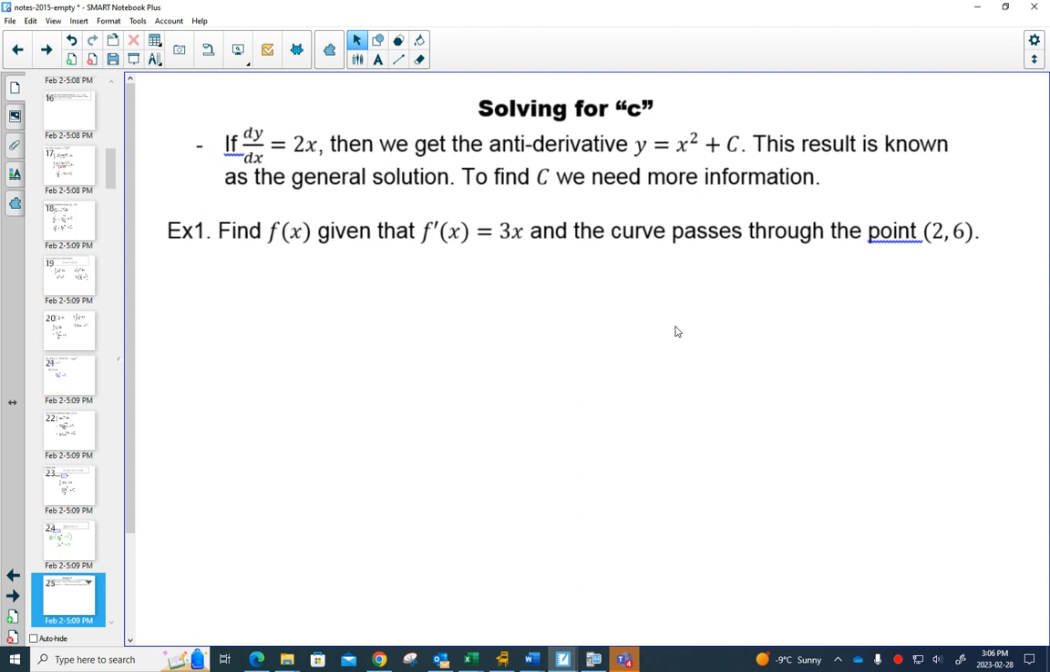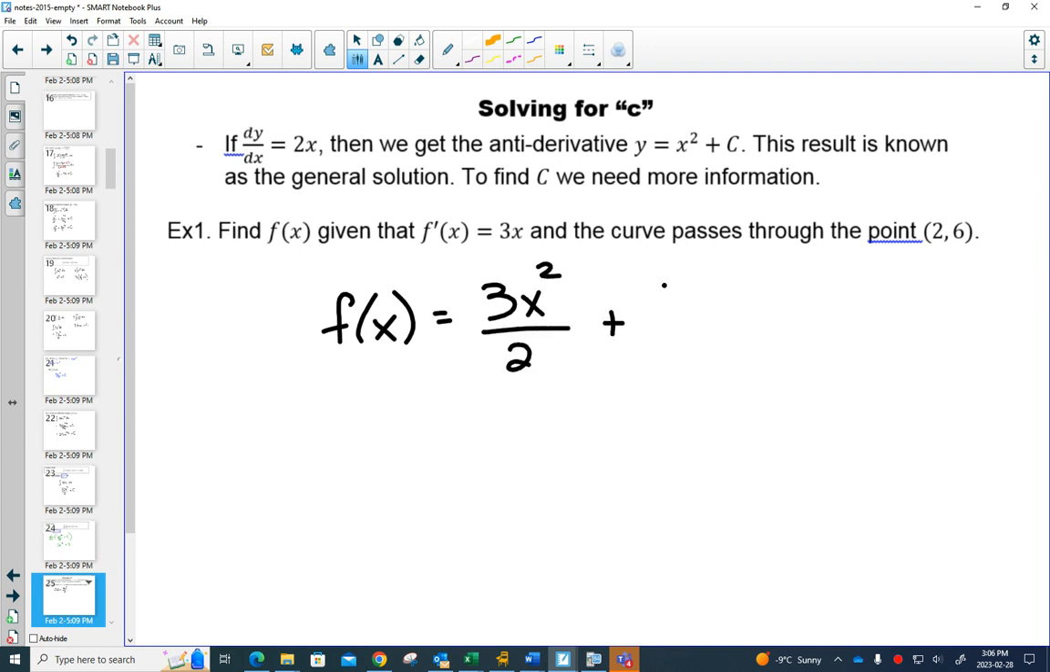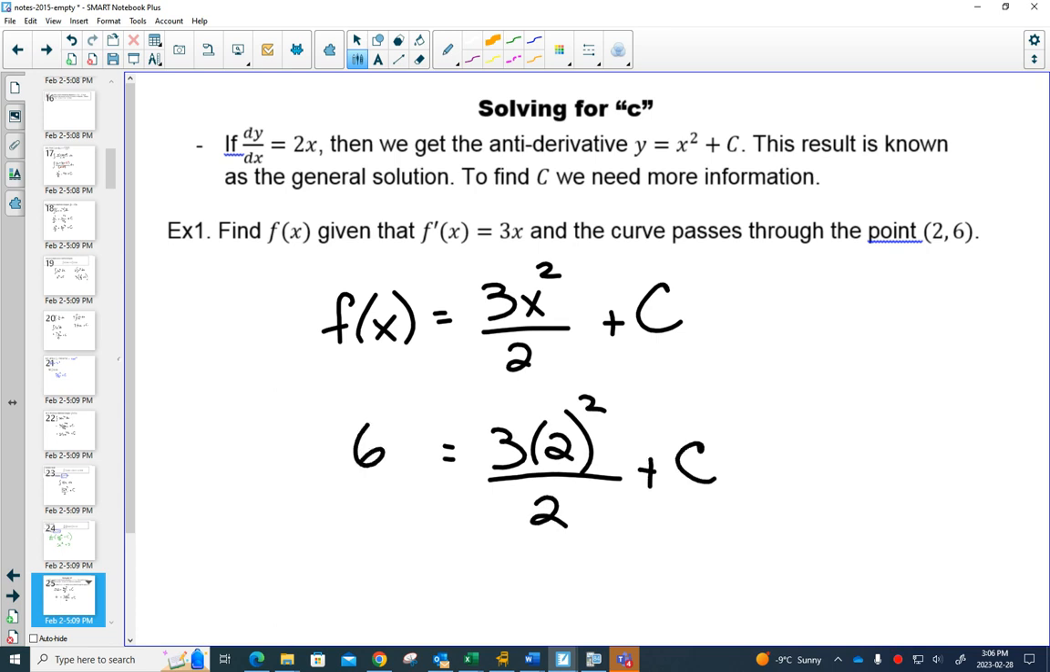It would say, okay, the derivative is 3x. That means my original function, if I integrate it, add 1 to the exponent and divide, that would be my original function, working backwards. But then if it tells us a point, in other words, it says it passes through the point 2, 6, I know that when x is 2, y is 6.